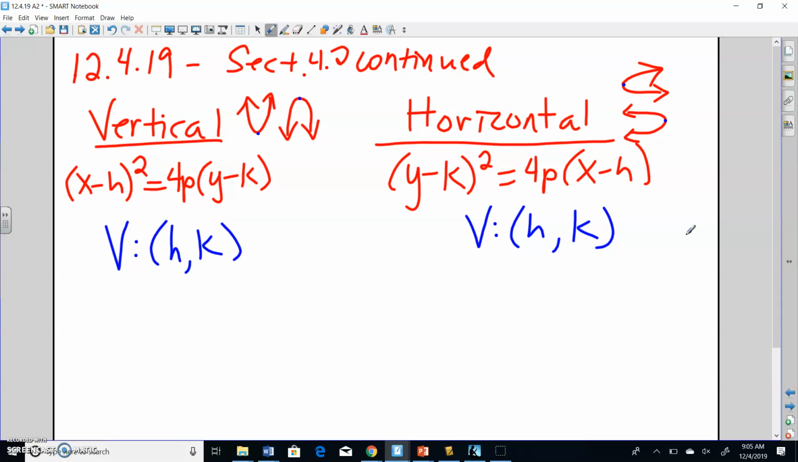Another thing I want to mention is what's called the axis of symmetry. The axis of symmetry is the line that cuts our parabola in half, that we could reflect it over. So for this parabola, it would be that line.